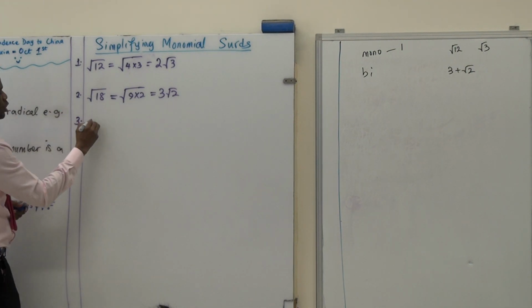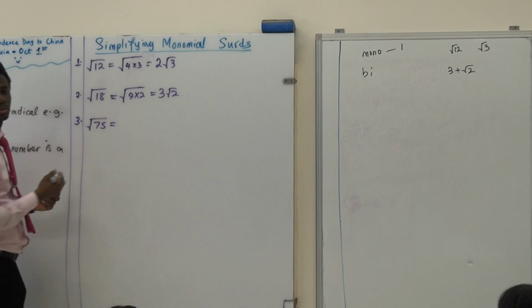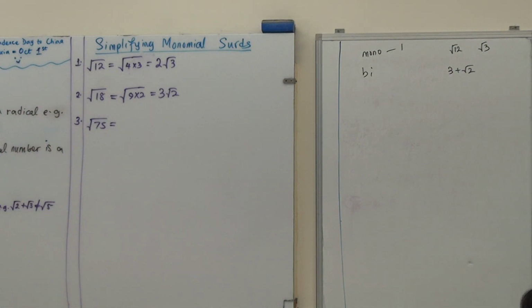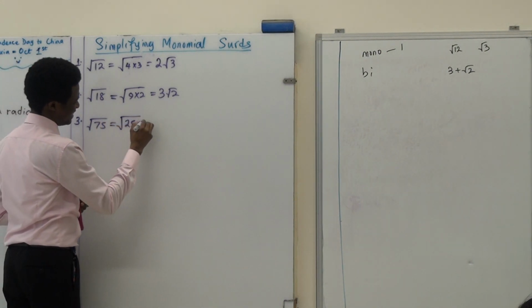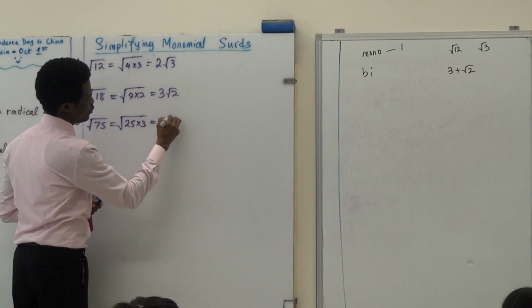Okay, can you try root 75? 25. Wow. Okay, so that would be 5 root 3.